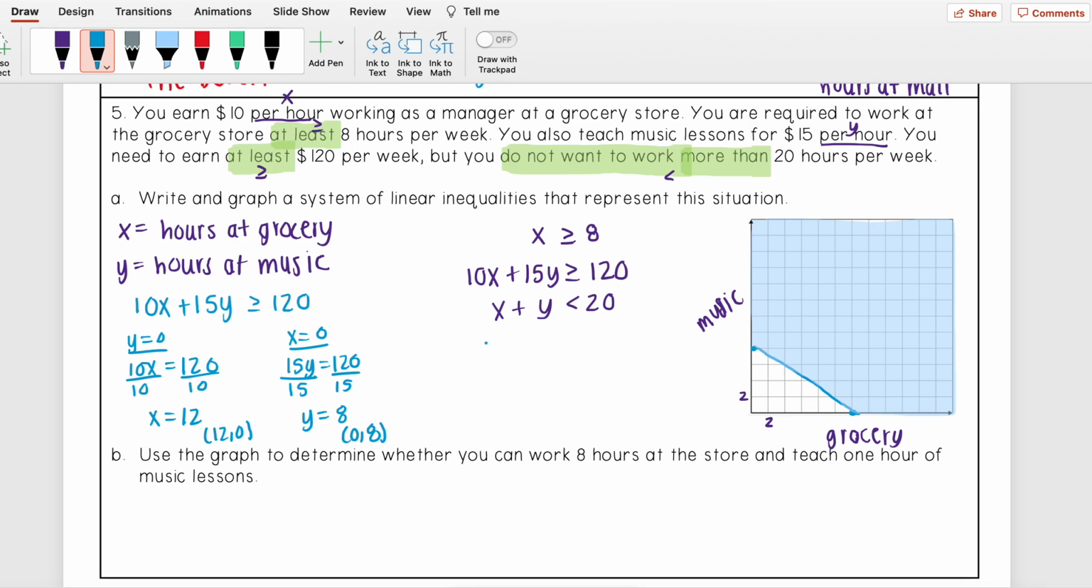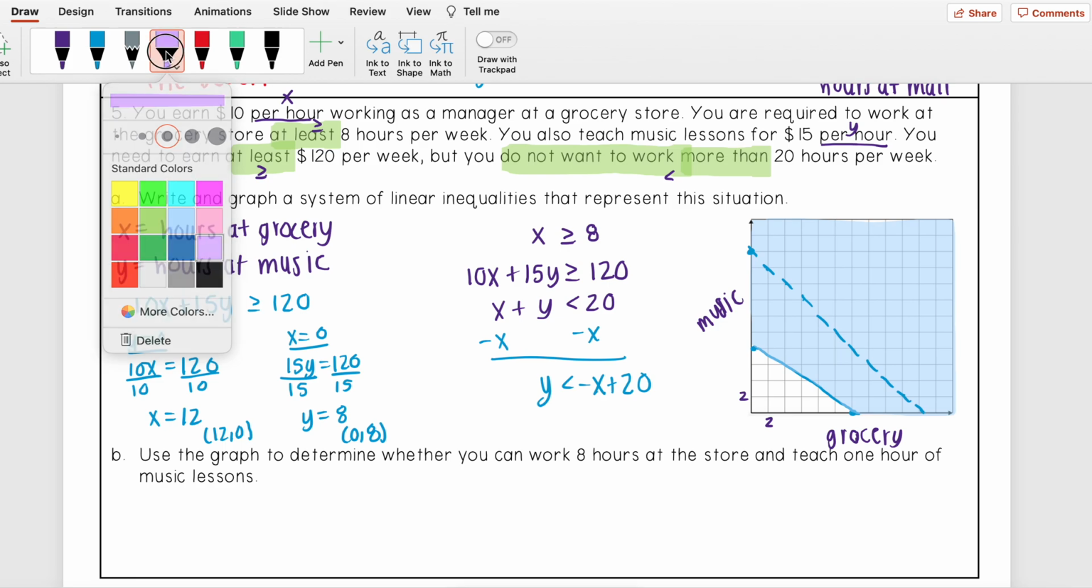I'm going to do this with slope-intercept form. And so I get that y is less than negative x plus 20. So my y-intercept's at 20, so 2, 4, 6, 8, 10, 12, 14, 16, 18, 20. Now I want to go down one, to the right one. And this one's strictly less than, so this is going to be a dashed line. And now for that one, I'm going to shade everything below it.